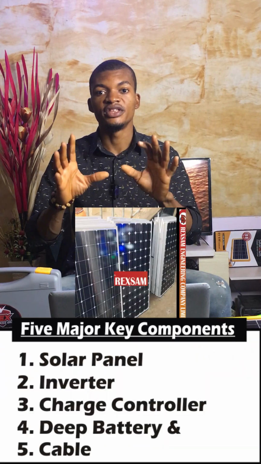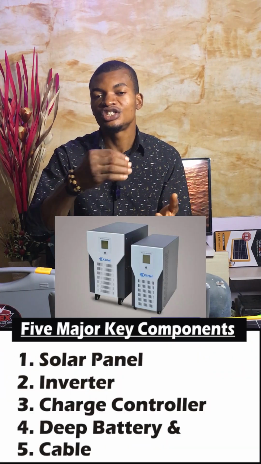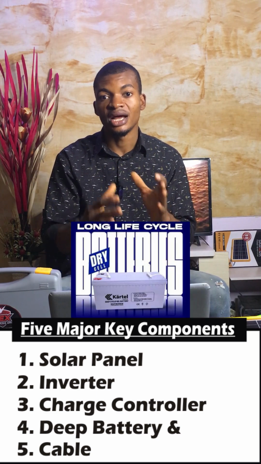Like I promised, I will be teaching you the steps that you will take in starting your solar installation from the beginning level to the professional level. One of the ways to do that is identifying the components. The major components needed for solar installations are 5 key components, which include the solar panel, the inverter, the charge controller, the battery, and the cable. So I'll be taking note of the solar panel first.